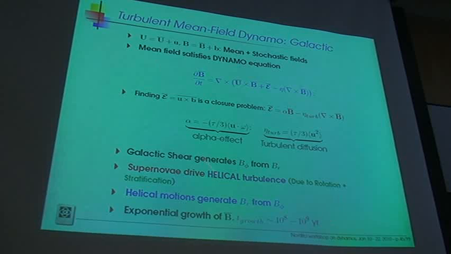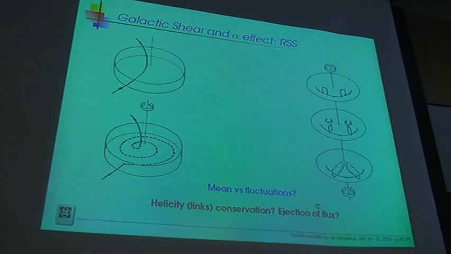And if you put all this together, and you put some numbers in, which will be done by Anwar, you get growth of the mean magnetic field on time scales of 10 to the 8 to 10 to the 9 years, depending upon where you are in the galaxy. There's also a picture from a book by Ruzmaikin, Shukurov, and Sokolov.